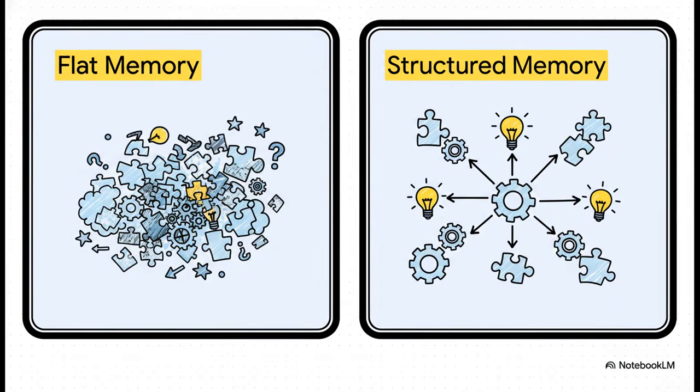So the whole issue really just boils down to this. Right now, AI memory is kind of like what you see on the left, this messy, disorganized cloud of facts. They're all just floating around, completely disconnected. But what we actually need for real understanding is what's on the right, a clean, connected story where every piece of information has context and relates to everything else.